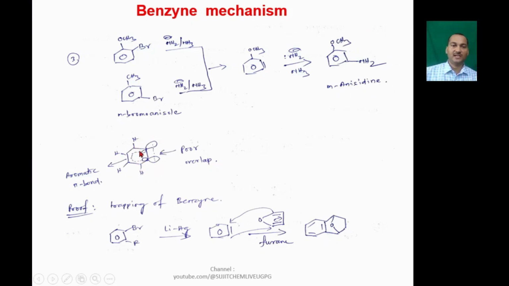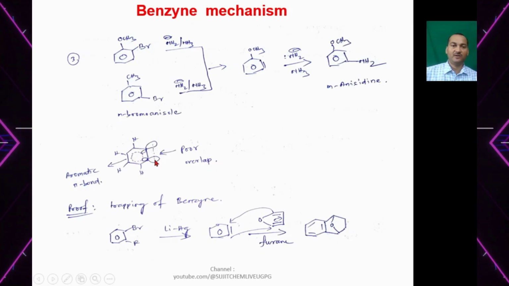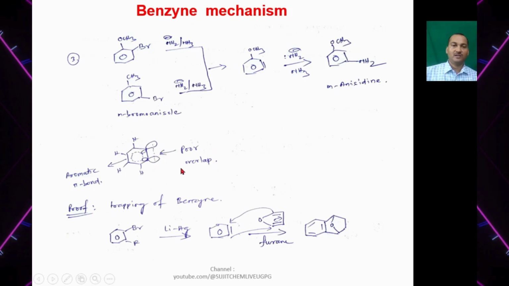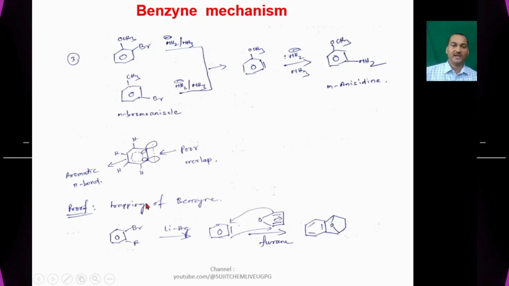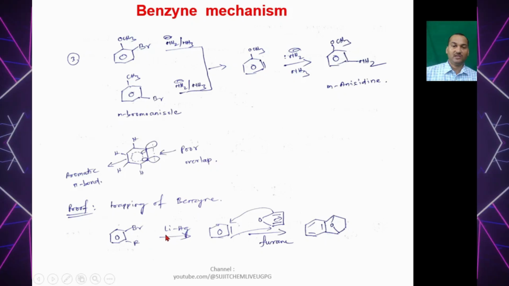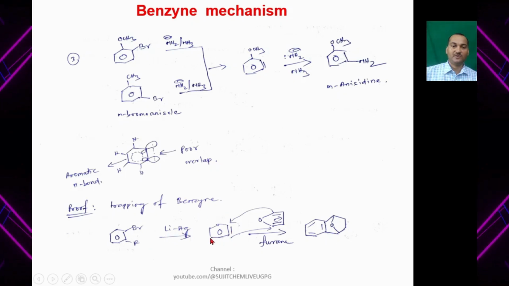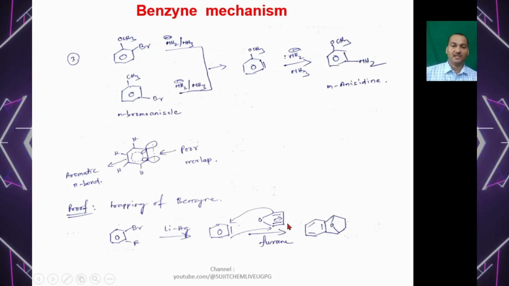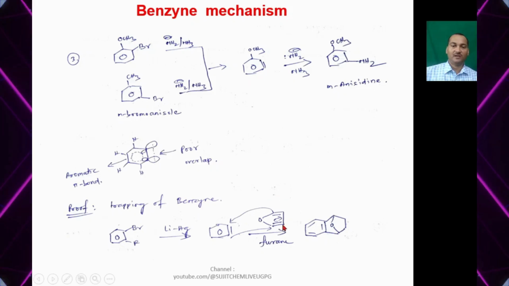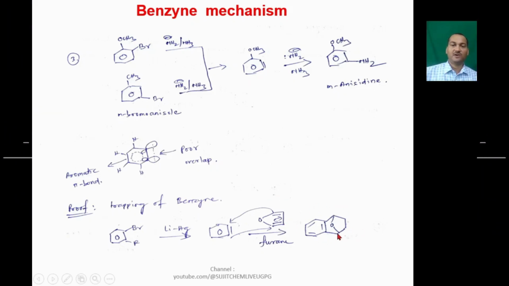So here you can see the structure of benzyne. So this is the benzene ring, and here you have an extra pi bond. So here you have poor overlap. So you can get this benzyne intermediate by trapping. So you can have this compound, and you can treat it with lithium and mercury. So you can have benzyne, and if you react that in the reaction medium with furan, you can have this product.